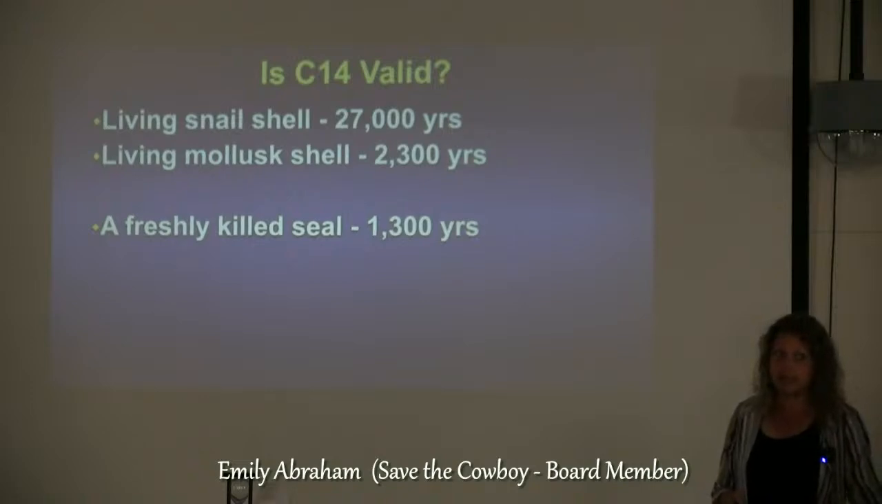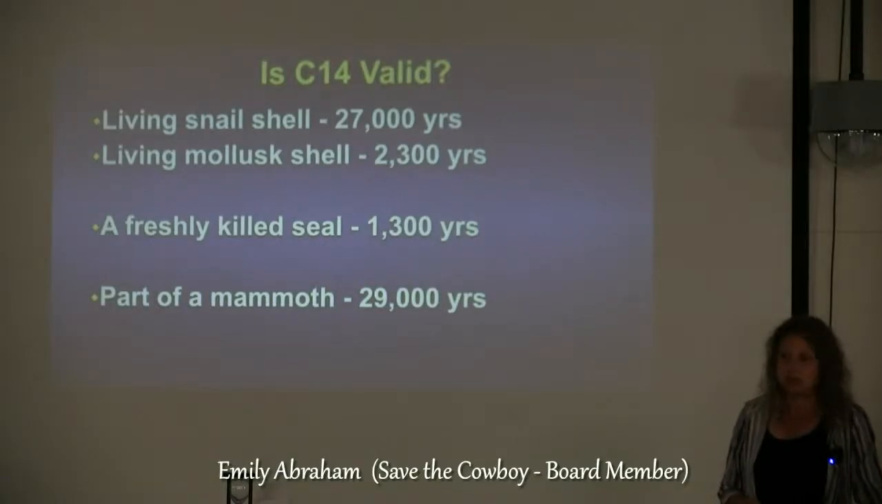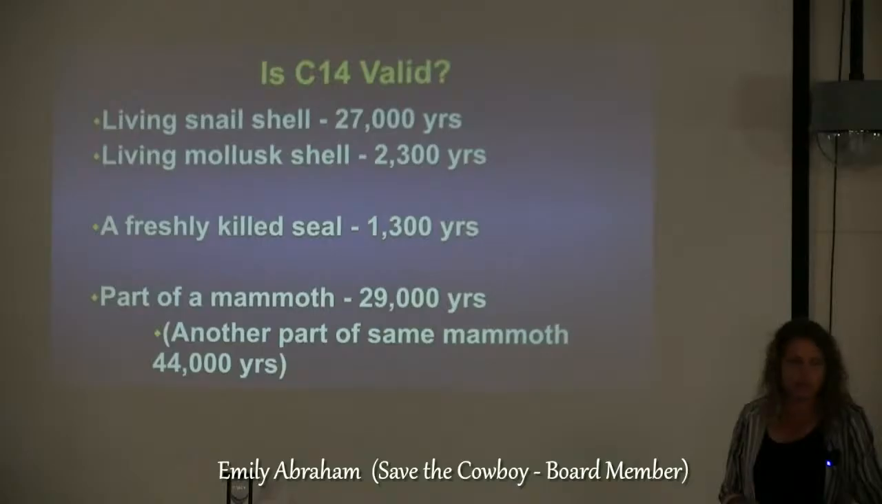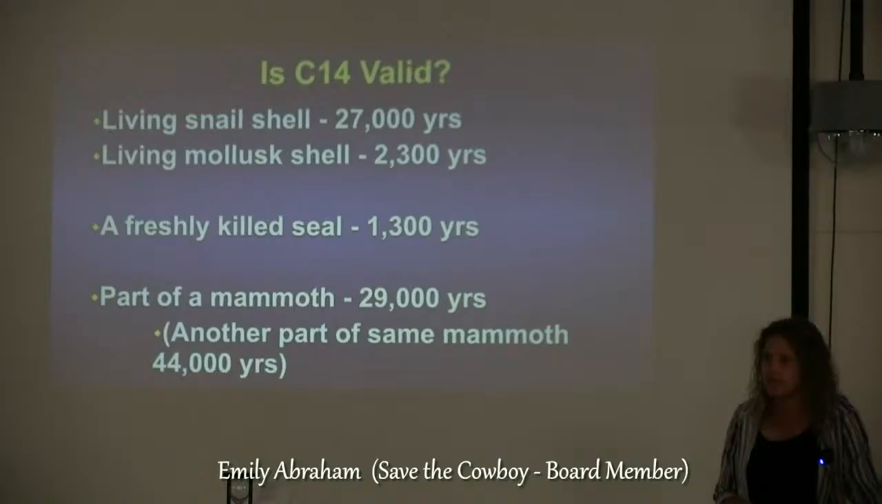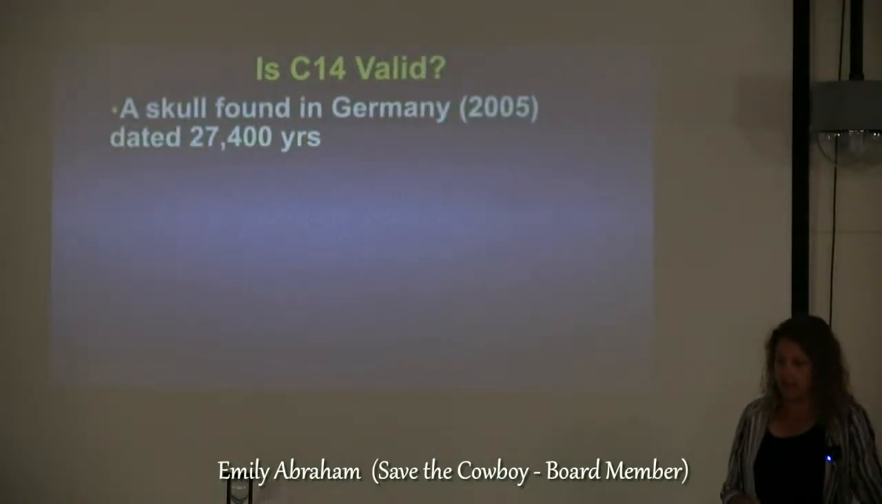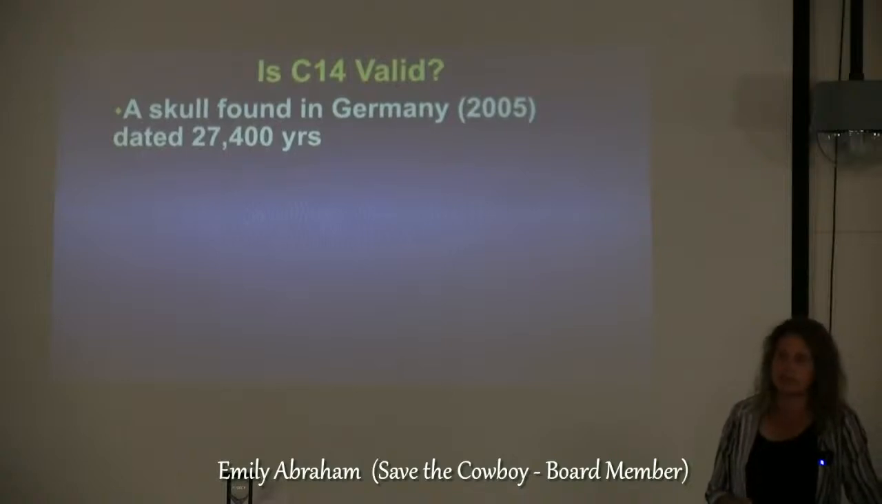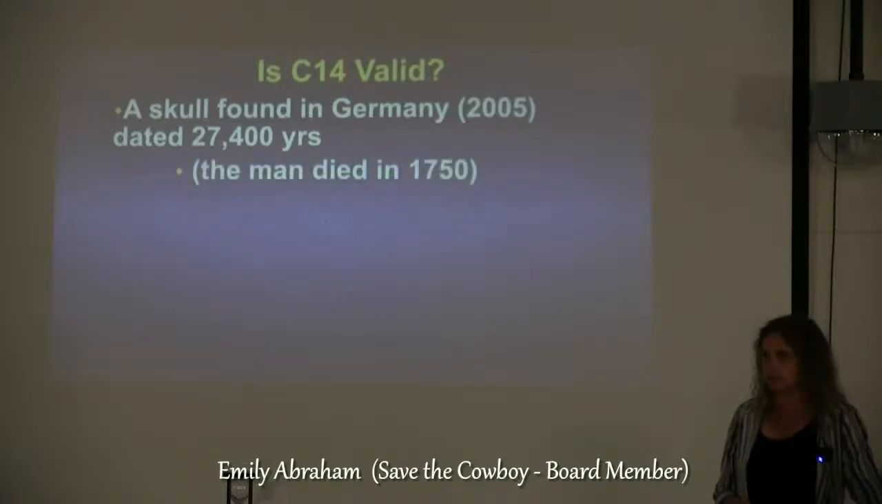We're just trying to validate this method to see if it's valid. Okay, let's test a mammoth. Well, let's test part of it. It's 29,000 years old. Another part of it was 44,000 years old. It would be a really, really cool thing if we could come up with a method of dating to let us know how old these things are. So let's just try to validate it. They found a skull in Germany, a human skull. Let's date it. Oh, he's 27,000 years old. 2005, they found this. The man died in 1750. They later discovered he was not 27,000 years old.